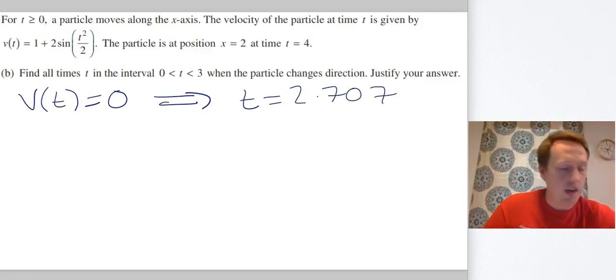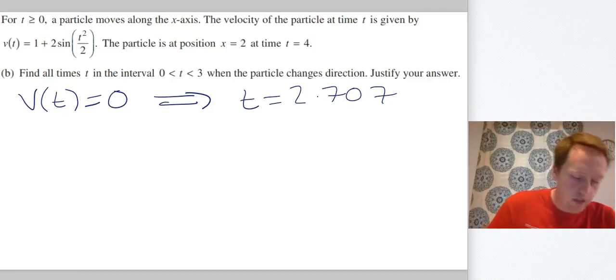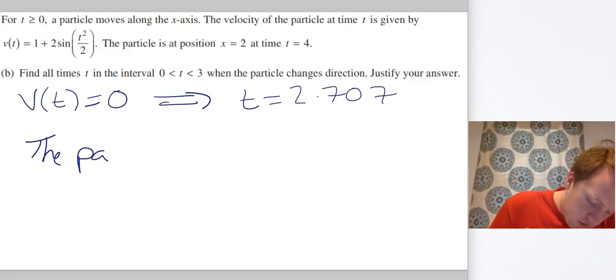So I've got the time. I need to justify my answer. Well, when you see the graph of this, you end up seeing that the velocity changes from positive to negative. So the particle changes direction.